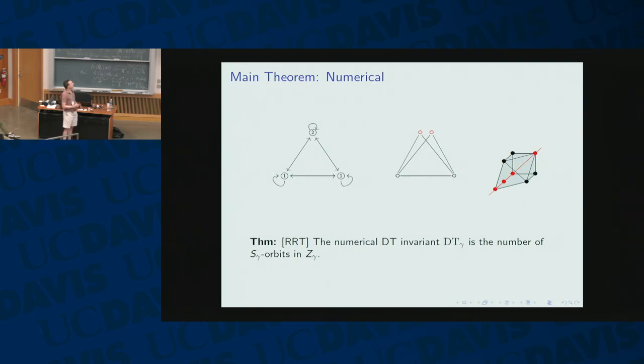So now we can state the numerical version of our main theorem. So the numerical DT invariant is just the number of S gamma orbits in this polytope, right? So in this particular case, I see 4 orbits of size 1. These are the red points. And these black points form 2 additional orbits of size 2. And therefore, the numerical DT invariant is 4 plus 2, or 6.